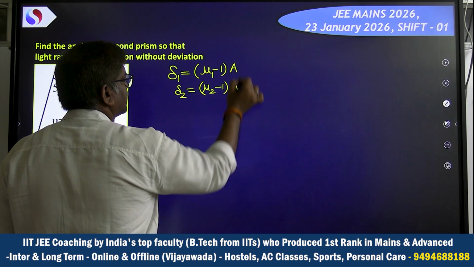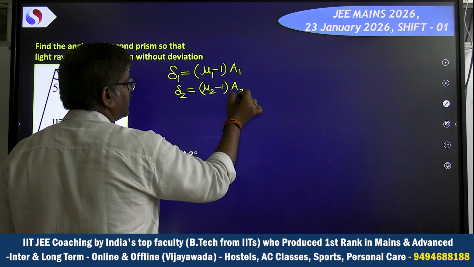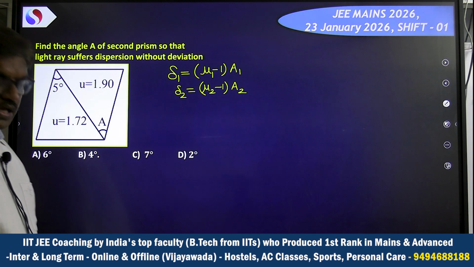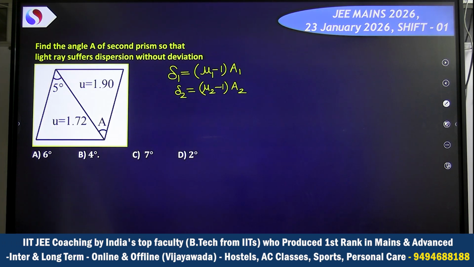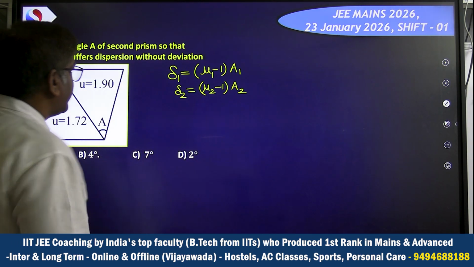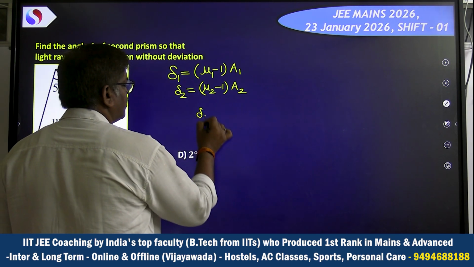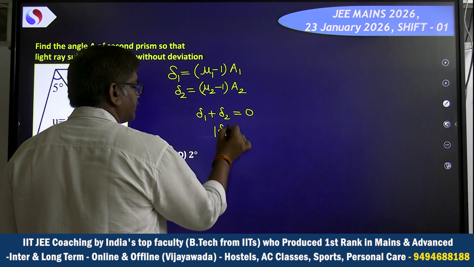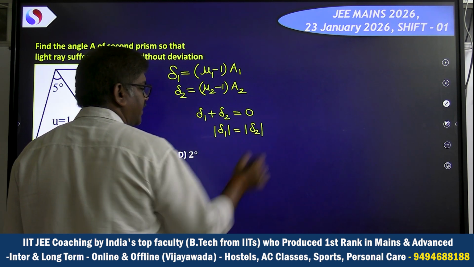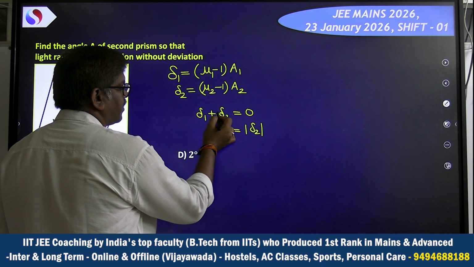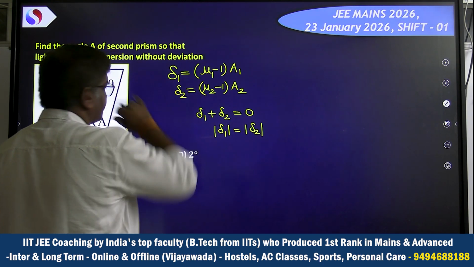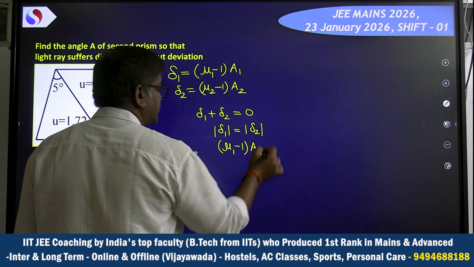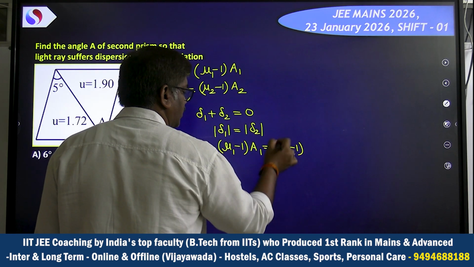by the second prism, then it will be (mu1 minus 1) into A1 and (mu2 minus 1) into A2, and they will be reverse. Because of the combination, they will be in the opposite orientation. If one is clockwise, another one is anti-clockwise. So to make the net deviation 0, magnitude wise they will be equal, and obviously one has a positive sign, one has a negative sign. Why? Because their orientation is different because of this combination. So I am just substituting: (mu1 minus 1) into A1 is equal to (mu2 minus 1) into A2.